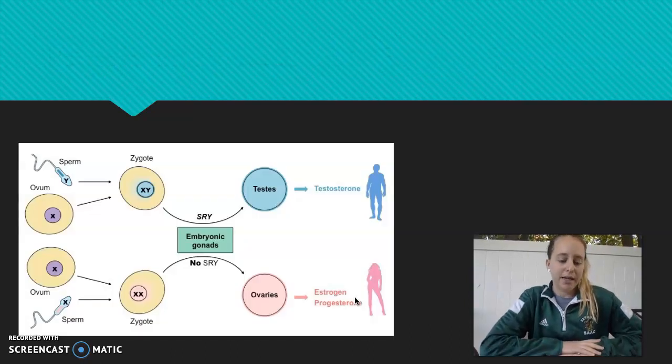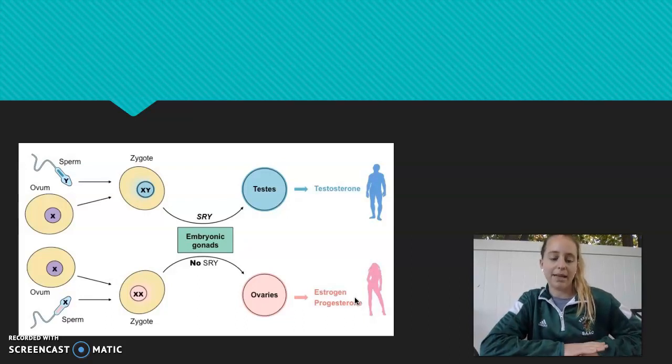Now, this slide depicts a simplified diagram that shows the progression of a sperm and egg coming together to form a zygote and then developing into either male or female reproductive parts based on the presence or absence of the SRY gene.